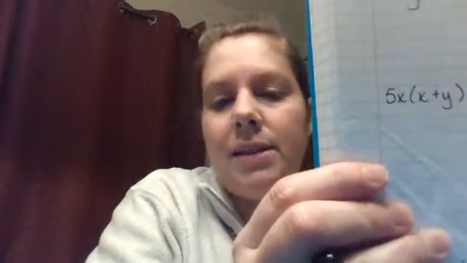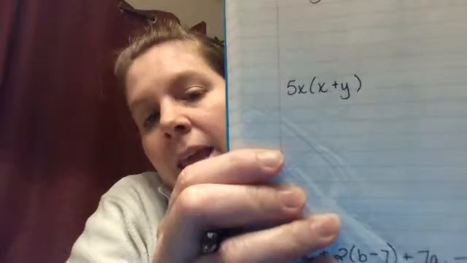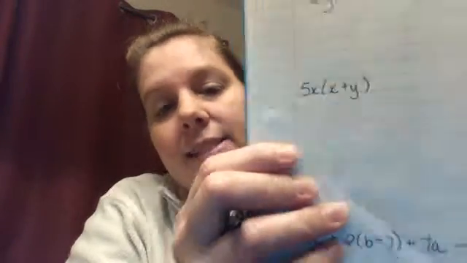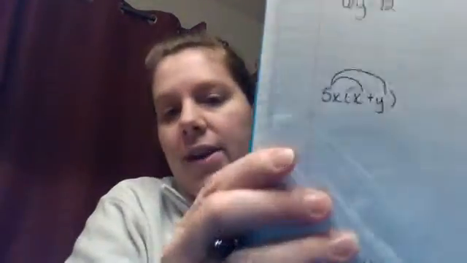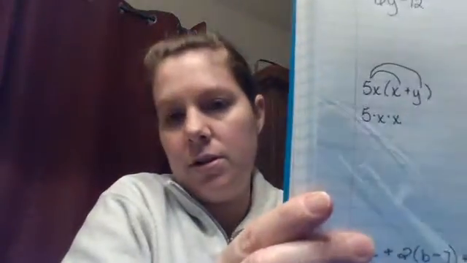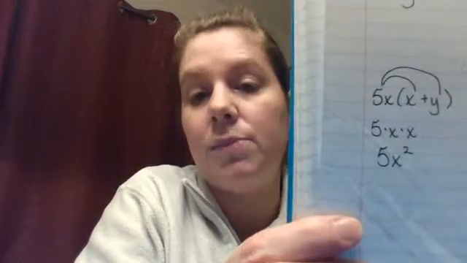Now you're also going to see some that look like this. So 5x times the quantity x plus y. In this case, again, everything on the outside gets multiplied by everything on the inside. So we're going to take 5x times x and 5x times y. Now when I do 5x times x, that gives me 5 times x times x, which is the same as 5x squared. Okay, so this becomes 5x squared. x times x gives me x squared.